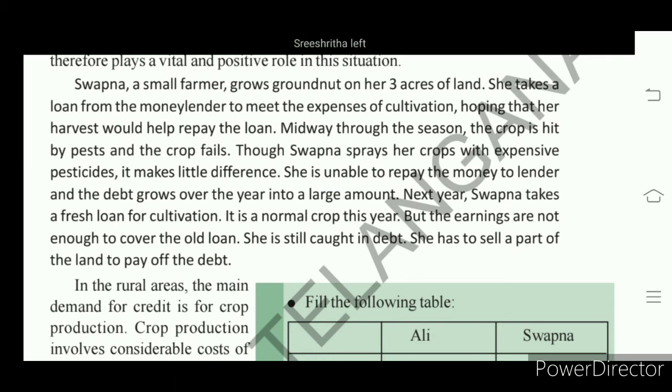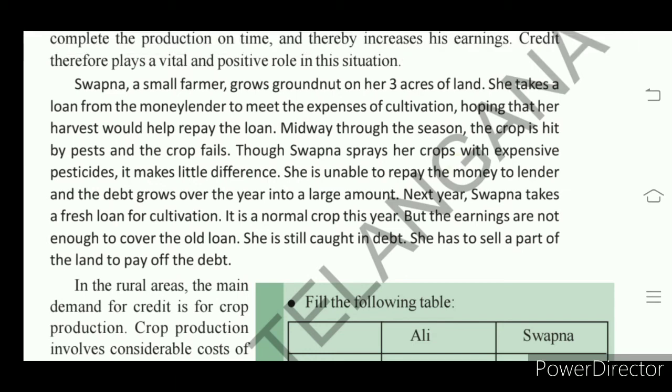But what happened in this case? In this case, we see that Sapna failed to repay the loan. So here we see the credit played a negative role. That means she got a loss. She fell into debt. Understand? She failed to repay the loan to the money lender. The money lender charges interest as the delay in repayment of the loan increases.